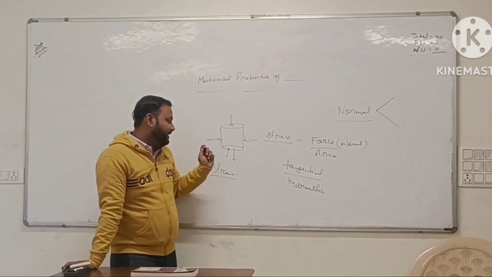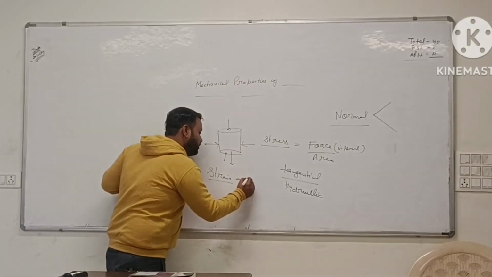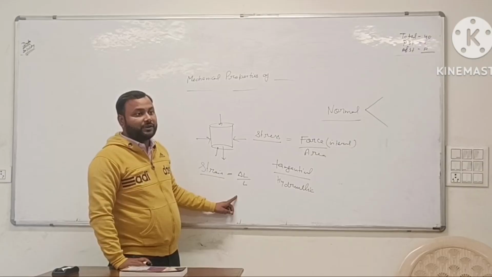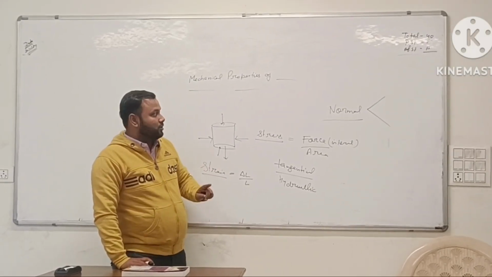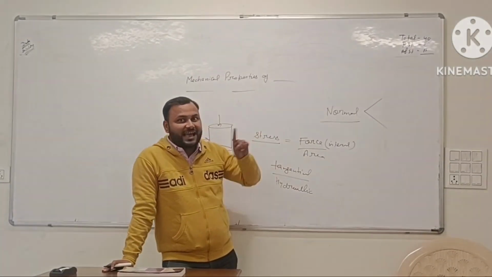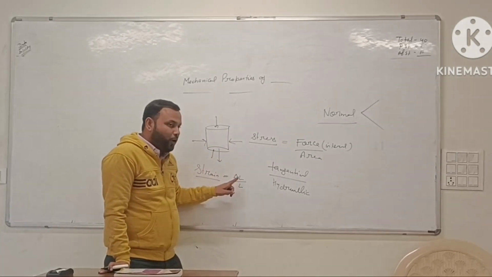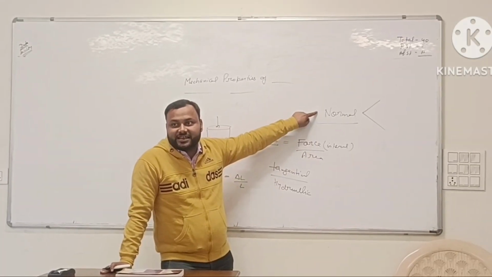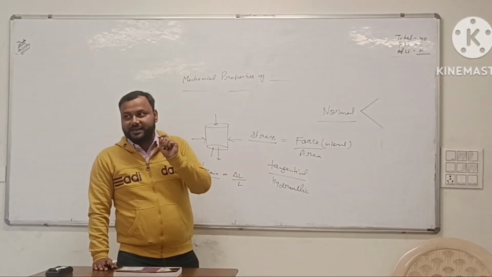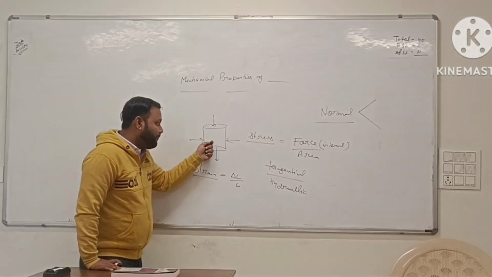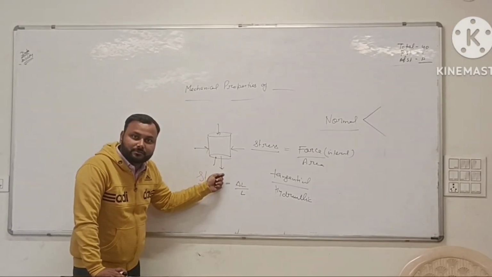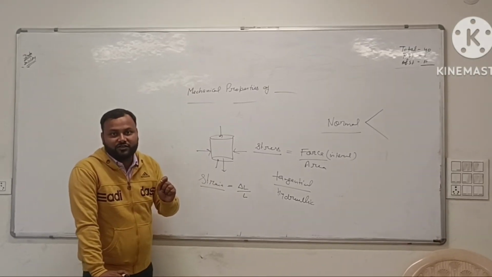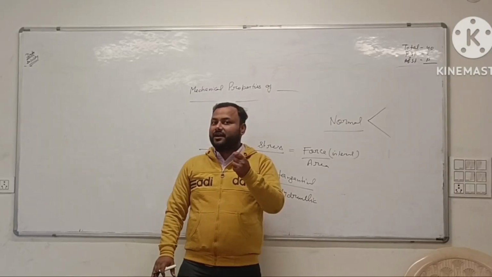Strain is the change in configuration upon the original configuration. Why are we saying configuration? Because when you are applying normal force, the size will be changed. So change in length upon original length is the case where you apply a normal force, and that strain is called longitudinal strain. When the application of force and the change in length are in the same direction, then the strain is called longitudinal.